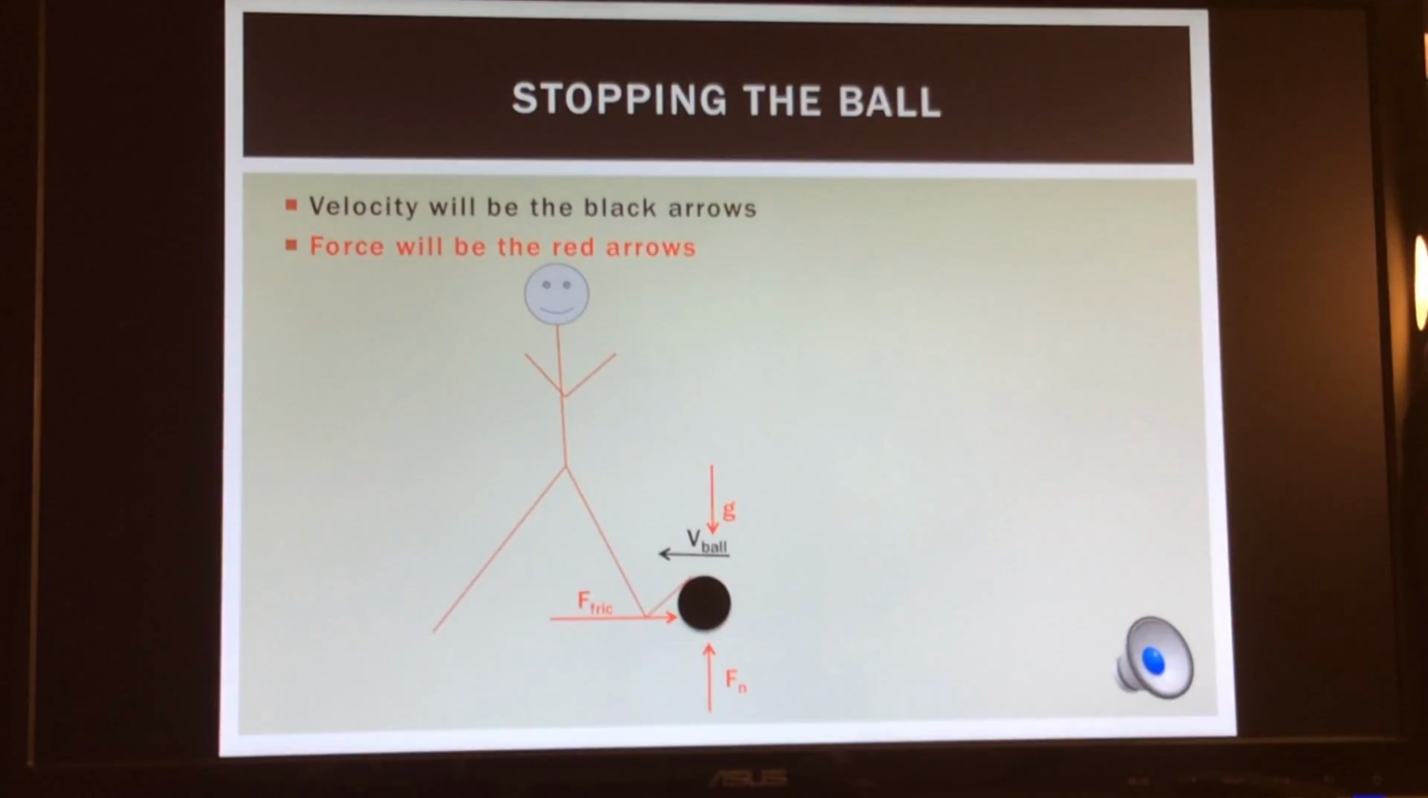Once the ball is stopped, we won't have to worry about the force of friction anymore, or the velocity vector. The only forces acting on the ball will be the force of gravity and the normal force.